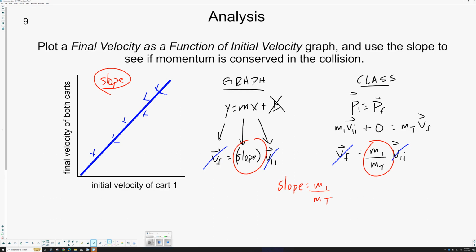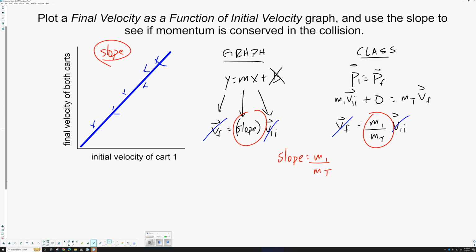Now, what does this tell us in terms of the context of the lab that we did yesterday, where we're trying to verify the law of conservation of momentum? We've got the slope, right? The slope comes from the graph. Do we have mass 1? Yes, that's the first thing that we recorded, right? Mass total, well, we can find mass total by adding the red mass plus the blue mass, right? So we've got this too.